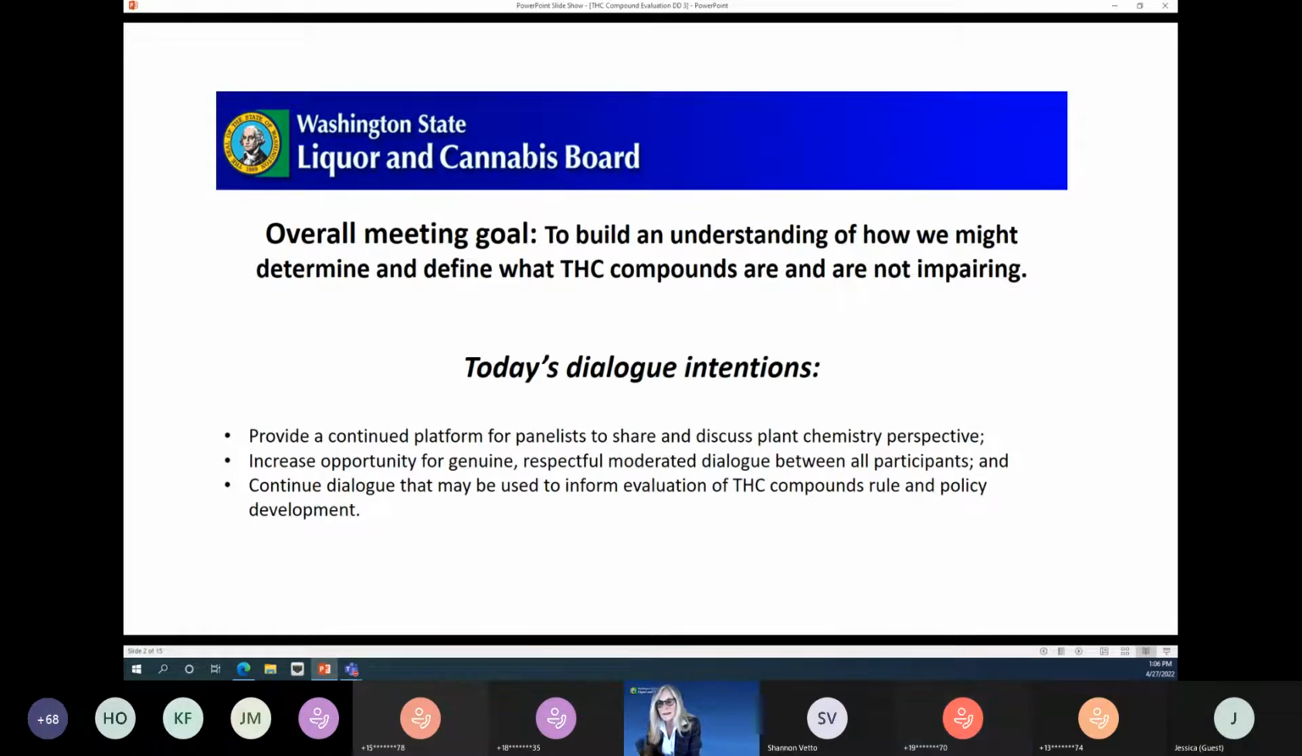All right, so I'd just like to set the stage for today's meeting. Our goal today, again, is to build an understanding of how we might determine and define what THC compounds are and are not impairing. Our intentions today are the same as many of our deliberative dialogue sessions, but here we'd like to continue a platform to share and discuss plant chemistry perspectives, increase opportunity for respectful and moderated dialogue between all participants, and continue the sessions that we started last summer, so that was last June and July, about these issues to inform future rule and policy development.